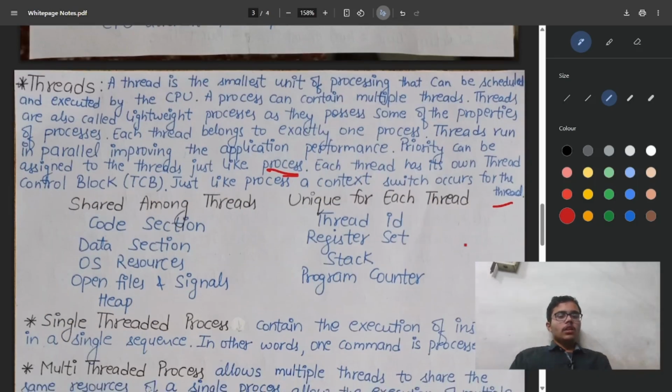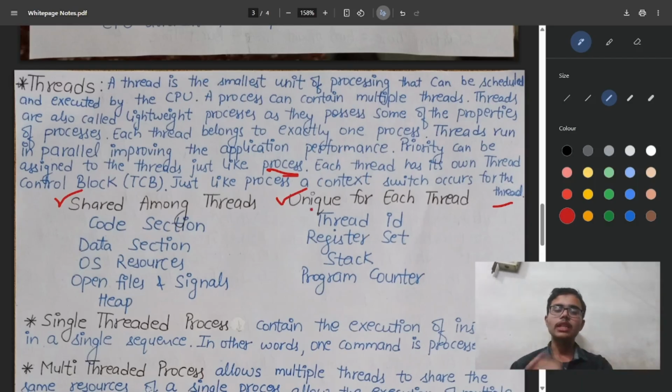What we have to know is what things are shared among the threads, and what things are unique for each thread. This is a question which comes in the exam. The things shared among the threads are the code section, data section, OS resources, open files and signals, and heap. These are not unique for each thread; they are shared among the threads.